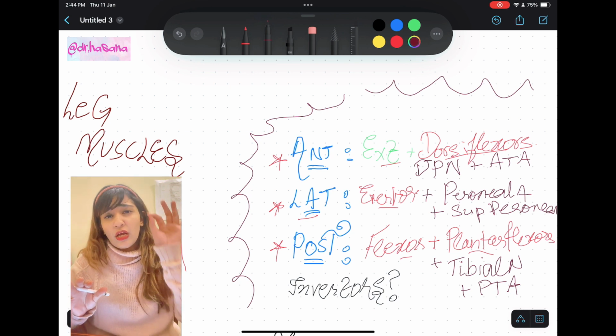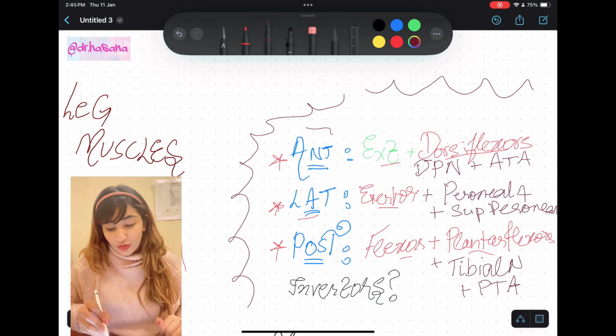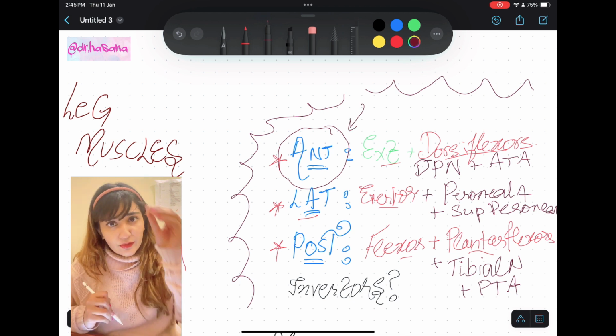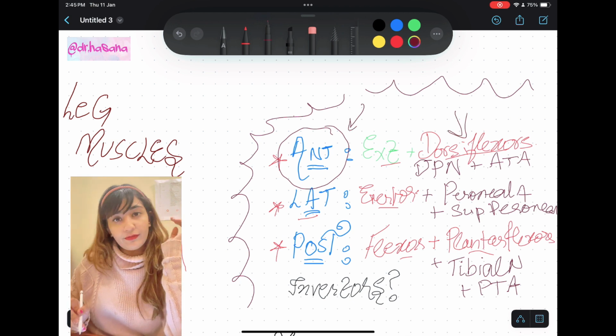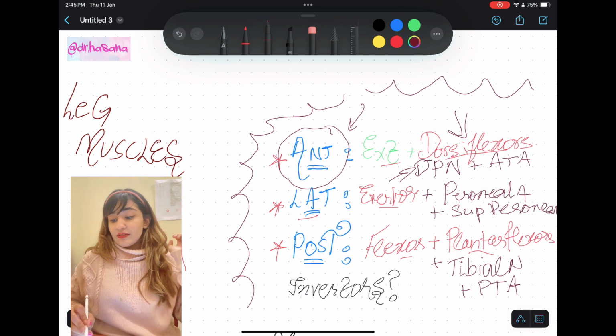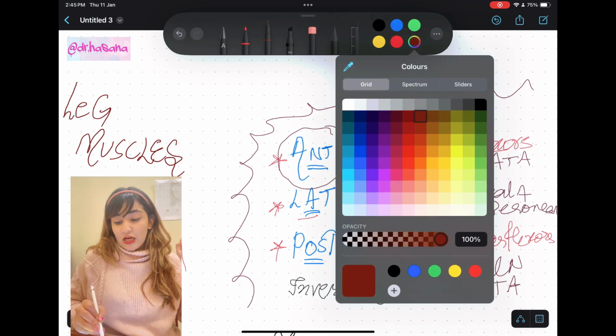So now if I ask you, the extensor hallucis longus lies in which compartment of the leg? Instantly you should know, because of this diagram in your mind, that it is the anterior compartment. Therefore, what is its action? It is a dorsiflexor. Then what is its nerve supply? Obviously the deep peroneal nerve.